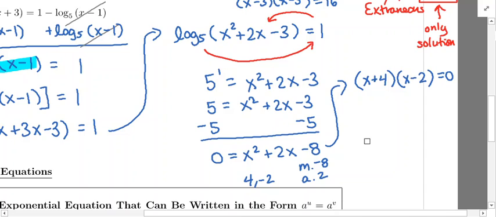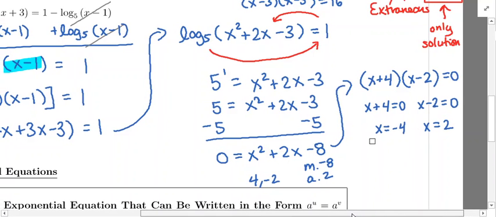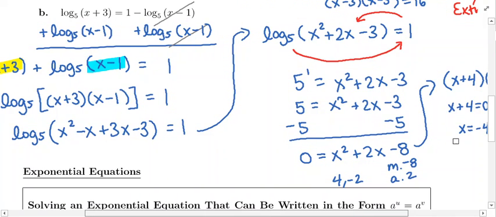And you can check yourself. This is x squared minus 2x plus 4x, those combine to give you 2x, and then minus 8. We need to take each factor, the x plus 4 and the x minus 2, and set them to 0. So we're going to get x is negative 4 and x is positive 2. These are the potential solutions. We need to check them in the original.